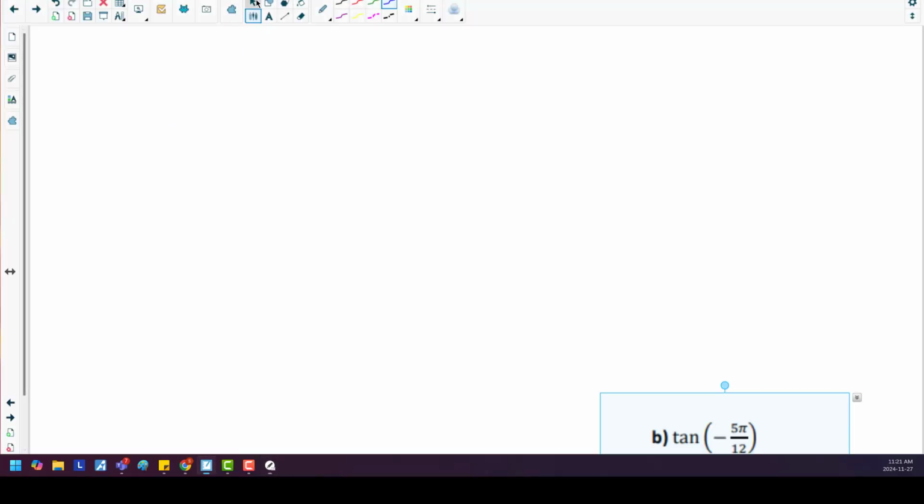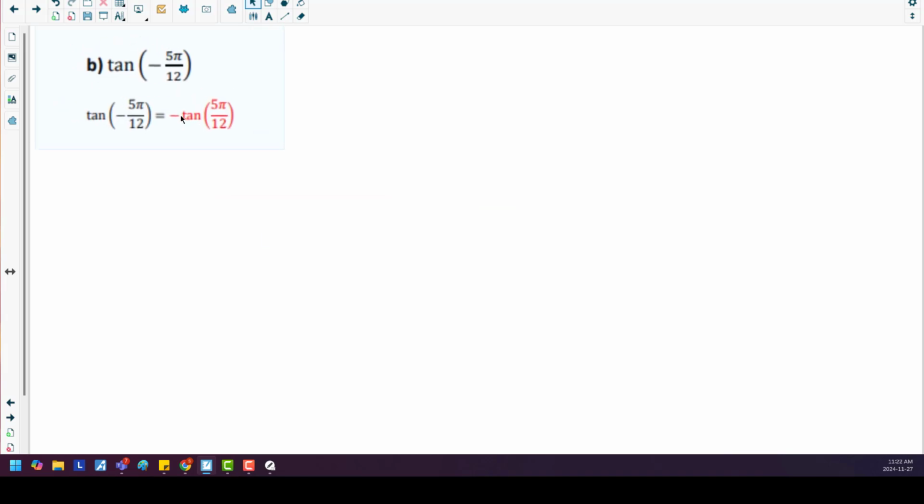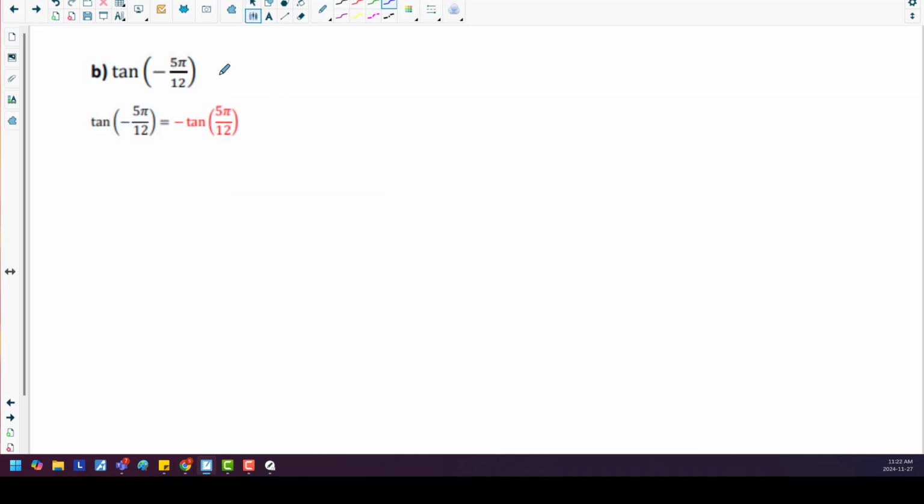All right, next example is this one here. We have tan of negative 5 pi over 12. Whenever you're dealing with a negative angle, simple solution, don't. There are ways to get rid of that negative sign. For odd functions, you can just take the negative and put it in front. For even functions, it's just equal to its positive angle, so you can just get rid of it like that.